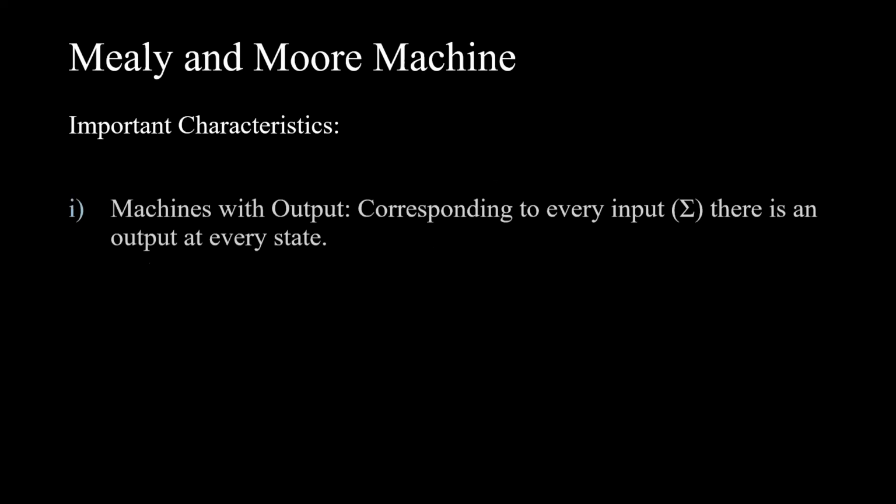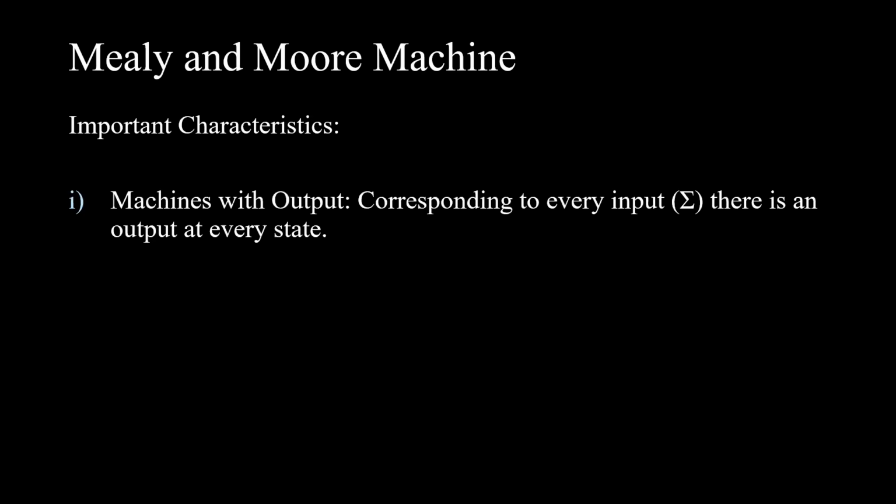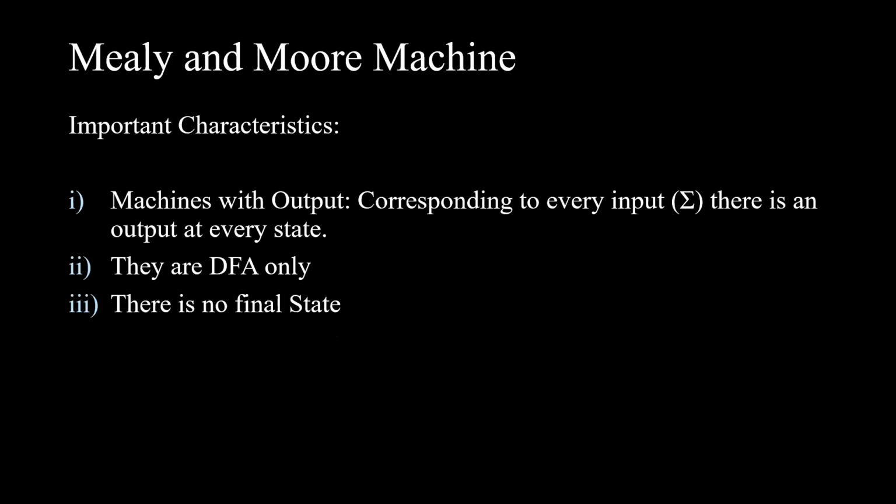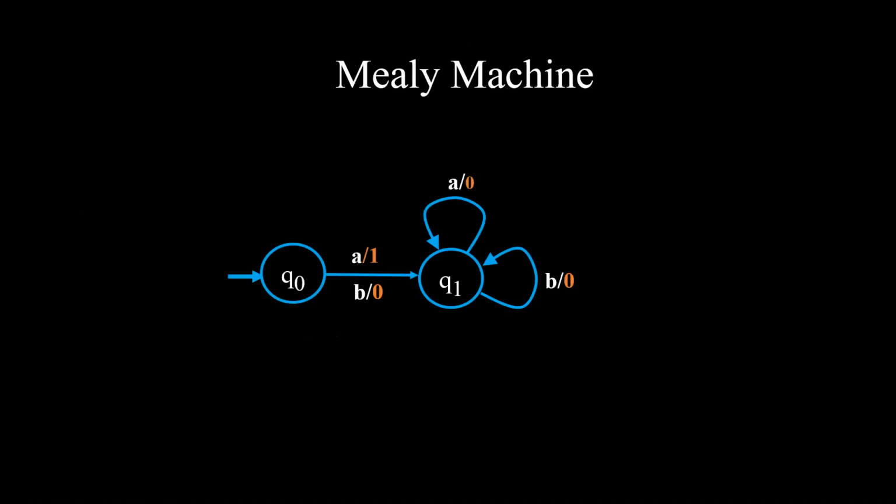If we talk about Mealy and Moore machines, the most important characteristic of these machines is that they are machines with output. That means corresponding to every input, there is output at every state. They are compulsorily DFAs. We don't have NFA as a Mealy or a Moore machine. And since we get output at every state, corresponding to every input, there is no final state in Mealy and Moore machines.